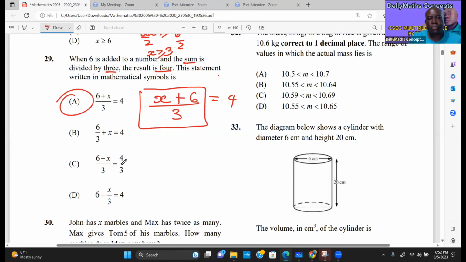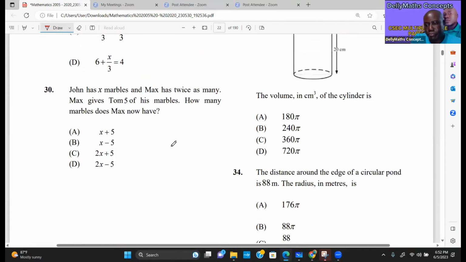Very easy. Don't let it catch you though. A lot of people pick B and all sorts of things, but just relax. They use the word sum. See there? That means x plus 6 must be divided by 3.